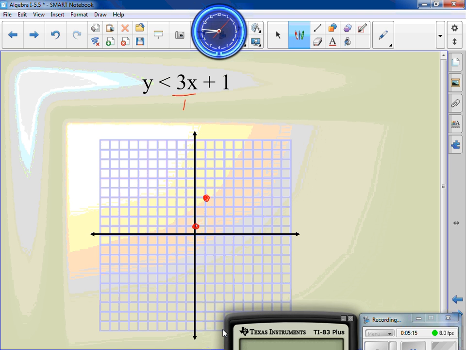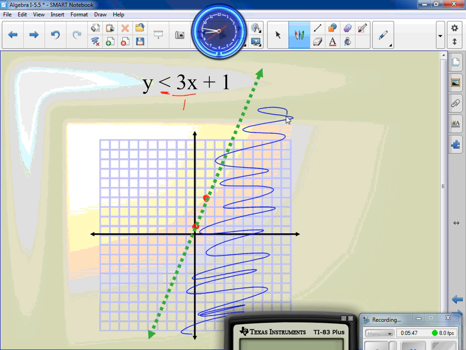Now this is when I look at that inequality symbol. Would it be a dotted line or a solid line? Why would it be a dotted line? Because it's not equal. If it had this line underneath, then it'd be a solid line. So it's going to be a dotted line. Now it says less than. Where would the numbers be less than? Above the line or below the line? Below the line.